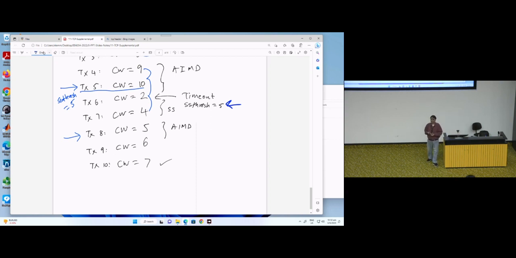So I hope we now can appreciate the local dynamics, right? The global dynamics we saw we can estimate by essentially the sending rate, like W by RTT, happening locally.